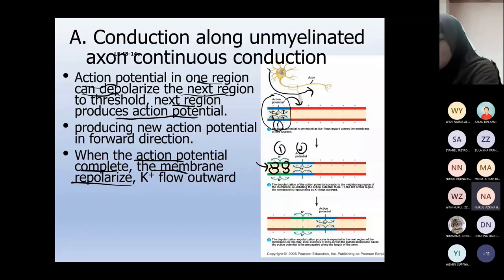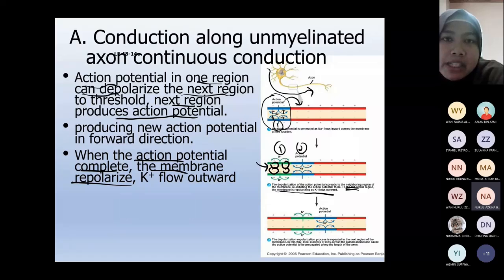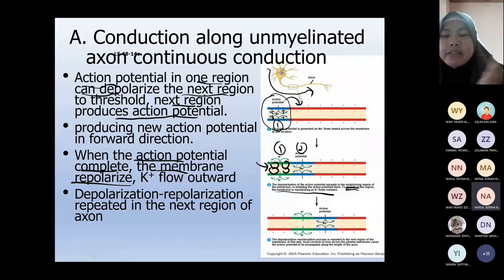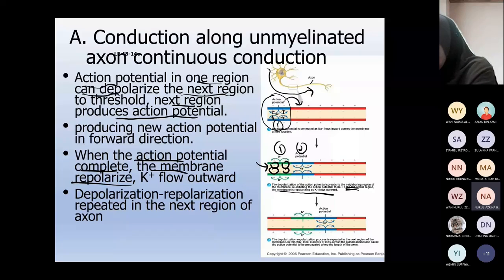All right. So the depolarization of action potential spreads to the neighboring region of the membrane, reinitiating action potential there. The first region of the membrane will be repolarizing as potassium ion diffuses out of the cell. And the process will continue. Depolarization and repolarization will be repeated to the next region of the axon. So you can see now this is the second region, this is the third region, this is the first region.